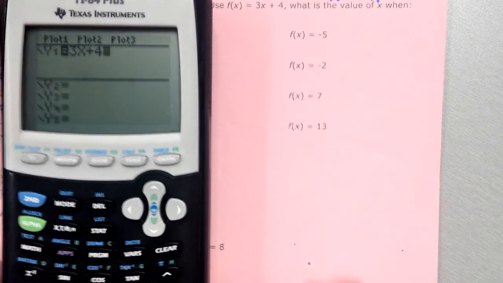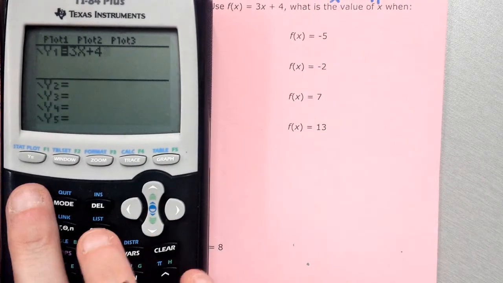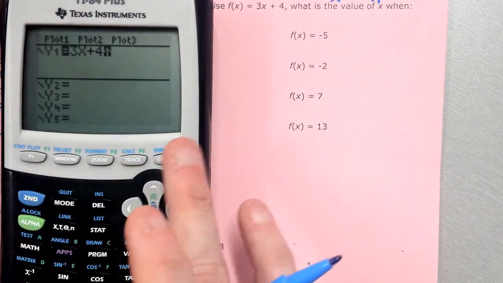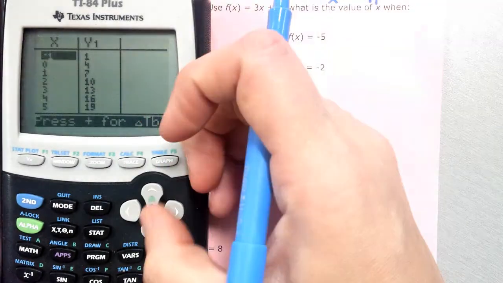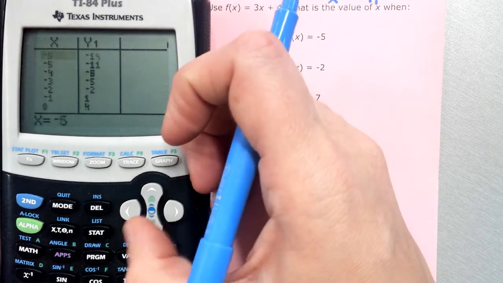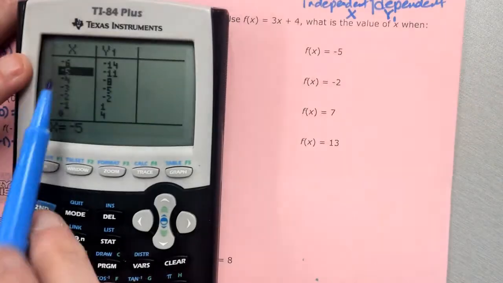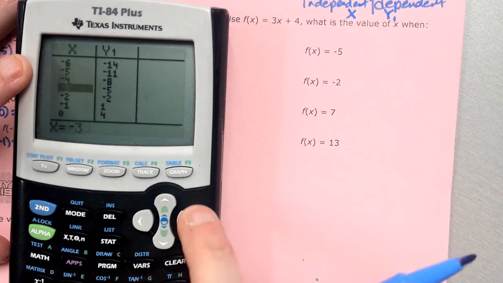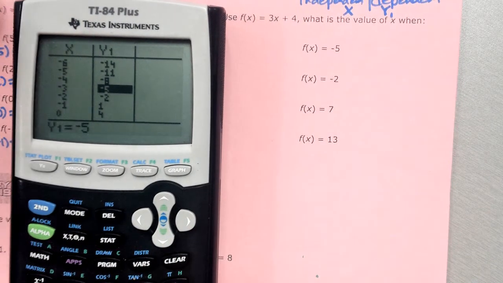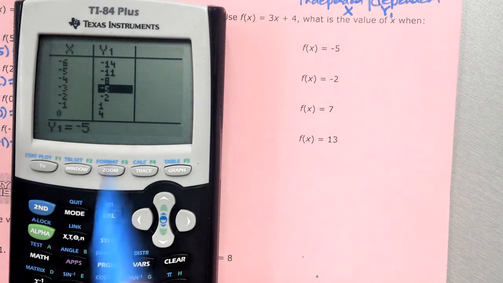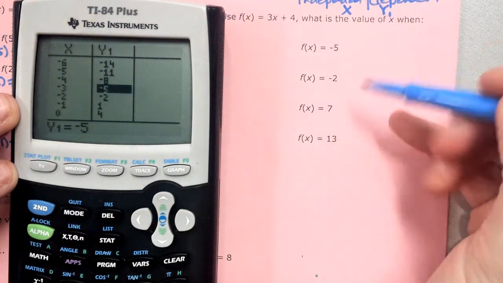And then I just hit the clear button to clear out the row. And then I hit 3x plus 4, and then I'm going to hit second and graph again, because again, I want to look at the list of values. So, tell me, am I looking here, or am I looking here? First or second? Okay, the second one, because I'm looking at the output value.